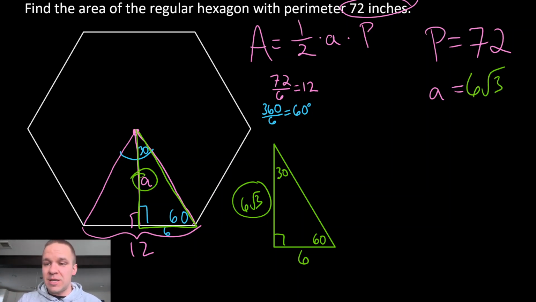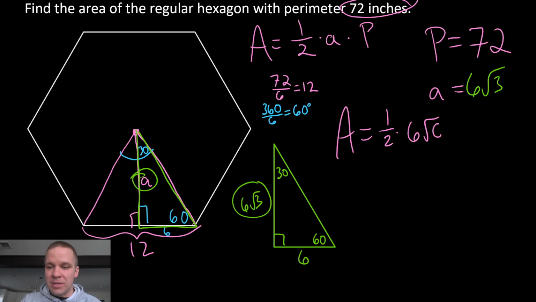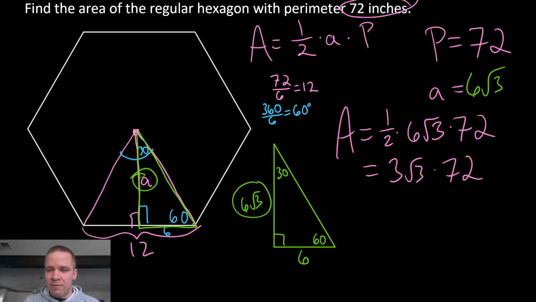I can just plug this thing into my formula. So let's do that. Area is equal to 1/2 multiplied by my apothem, which is 6 root 3, not 6 root 6. Multiplied by my perimeter, which was given to me in 72. And now I can go ahead and do some math. All right, I'm going to cut the 6 here in half and make that 3 root 3 times 72.